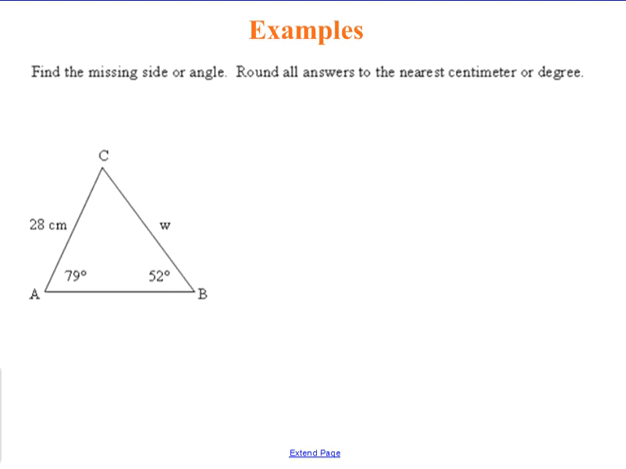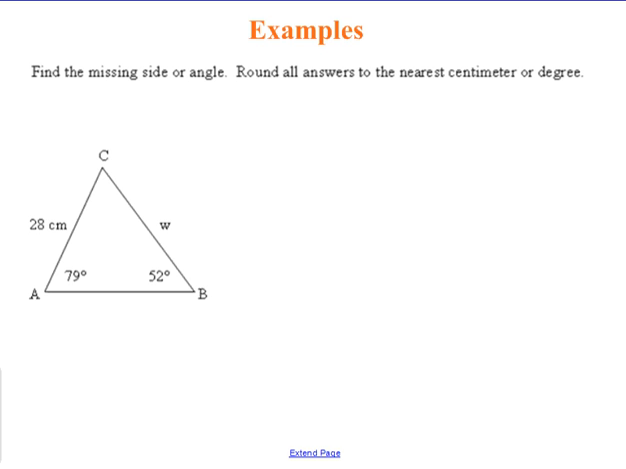Alright, so in this example, we have a triangle given to us, triangle ABC. We know angle A is 79 degrees. We know angle B is 52 degrees. We know side B is 28 centimeters, and we know that is side B because it's across from angle B. And we are being asked to find side A, which they have marked with the variable W. So we're going to find W.